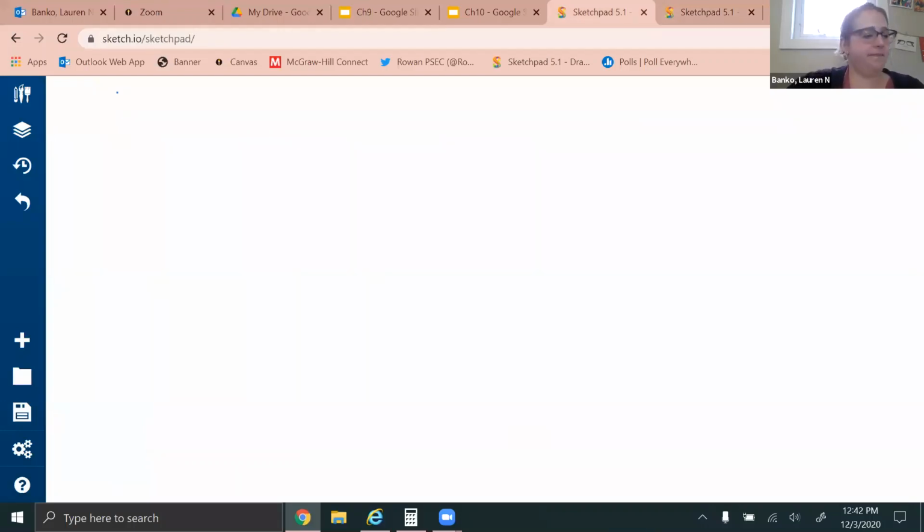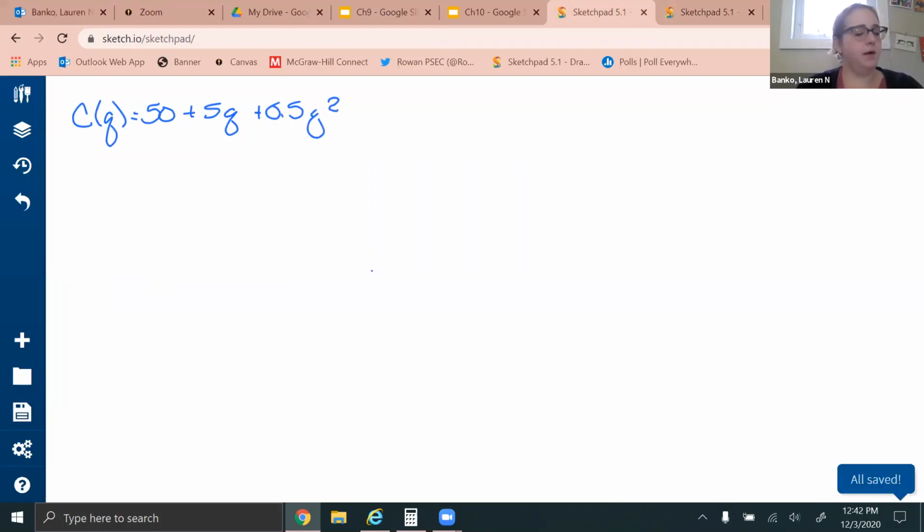So let's say we have a new cost function: 50 plus 5q plus 0.5q squared. And the first question I'm going to ask is, let's say the price in the market is $30. What's the quantity that each firm sells and the profit level?